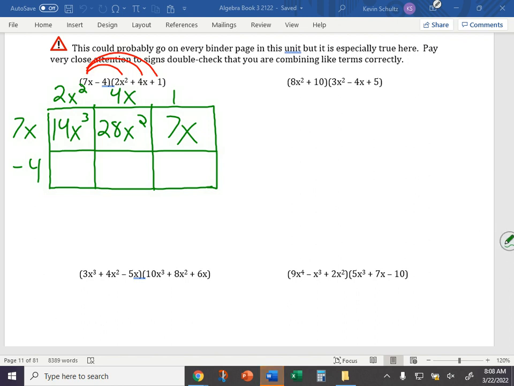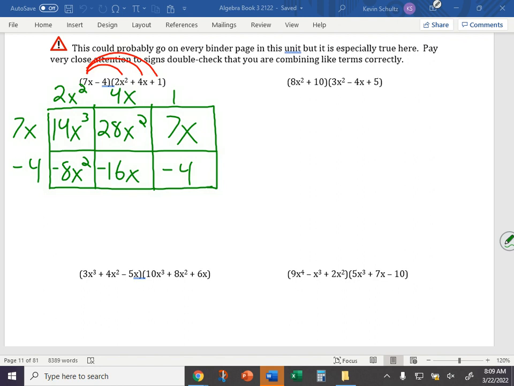Now we go to the negative 4, and we also multiply that by 2x squared, which is negative 8x squared. We multiply negative 4 by 4x, which is negative 16x. And we multiply negative 4 by 1 to get negative 4. So the first step is to fill in our box here with the products of the terms that intersect each of the squares. Now, we have to put our answer all together.